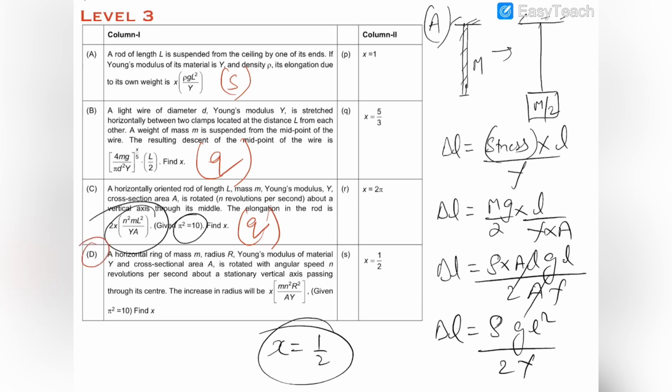Now for option number D, it is given that there is a horizontal ring of mass m and radius r. Young's modulus of the ring is gamma, and the cross section area of the ring is a. It is rotated with an angular speed of n revolutions per second about its central axis, which is vertically passing through its center of mass. So we have to find out the increase in its radius.